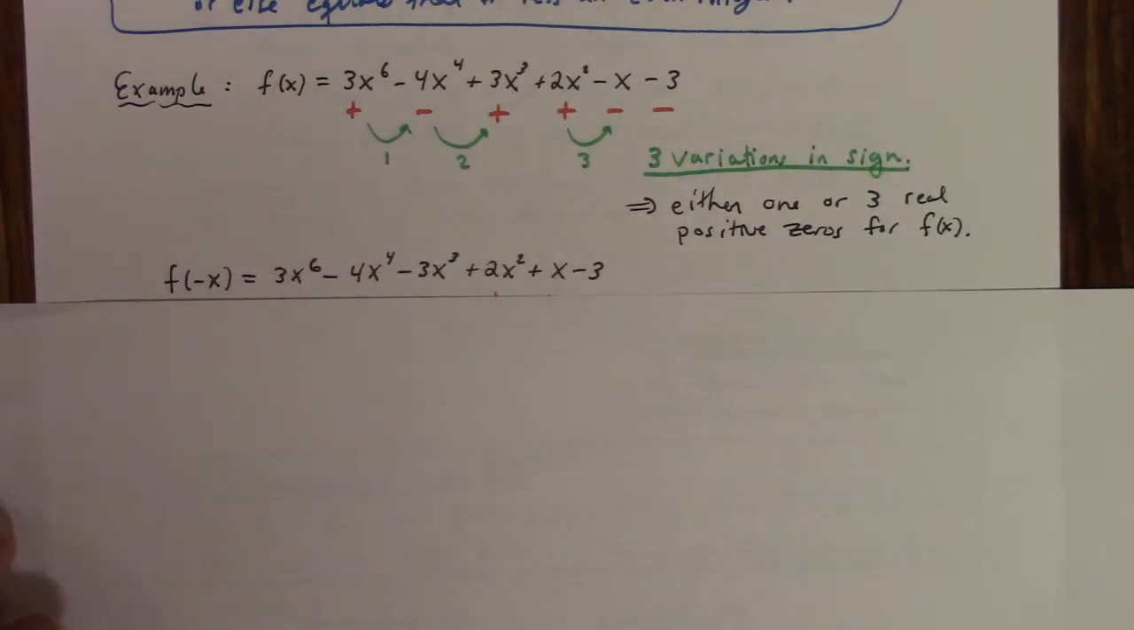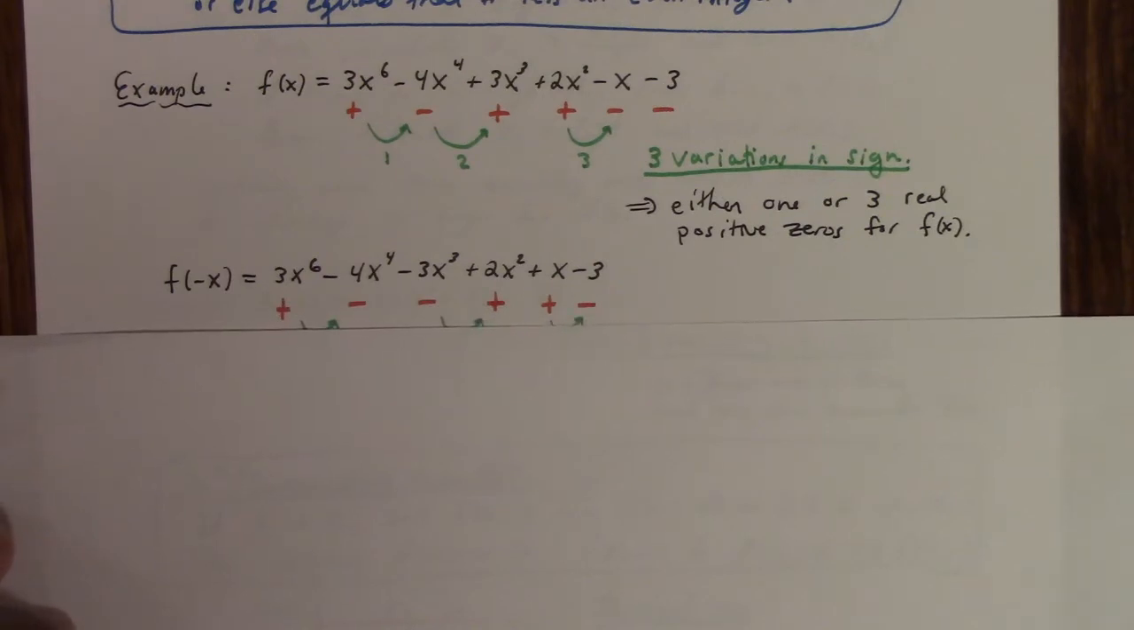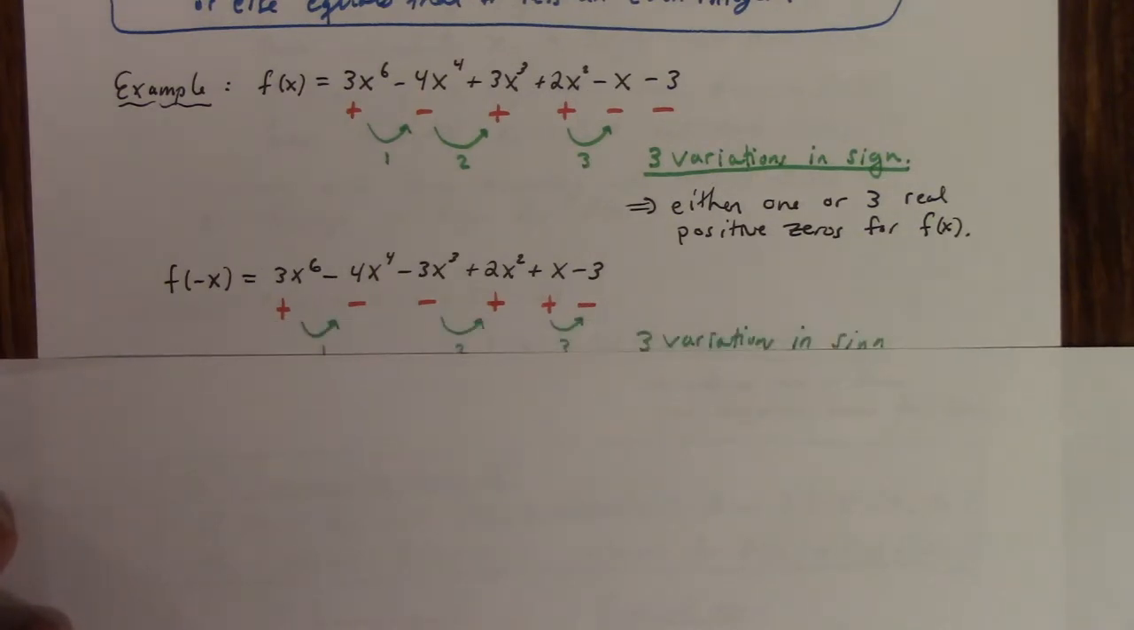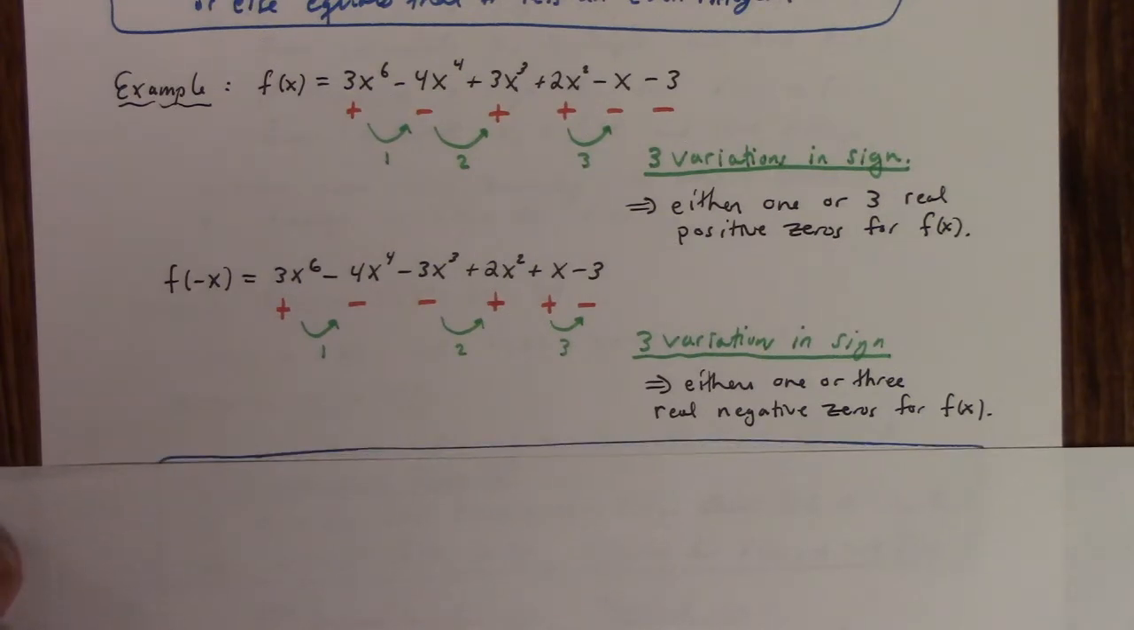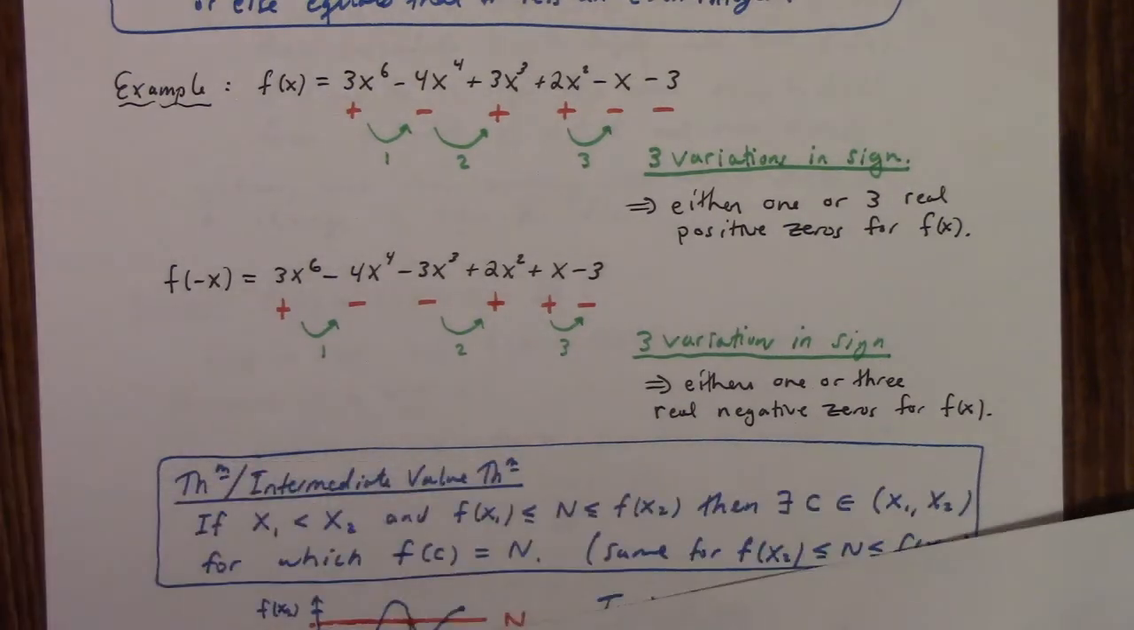And likewise, f of minus x just flips the signs on the odd powers, but it leaves the even ones alone. So that gives you the pattern plus, minus, minus, plus, plus, minus, as it happens. And so again, we just have 3 sign flips. So there are 3 variations in sign, which means again there are either 1 or 3 real negative zeros for f of x. So it's kind of an interesting result. I really don't have much more to say about that.